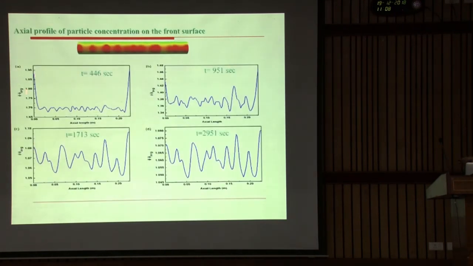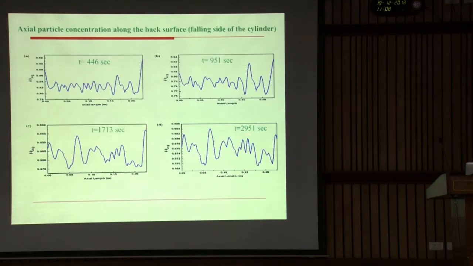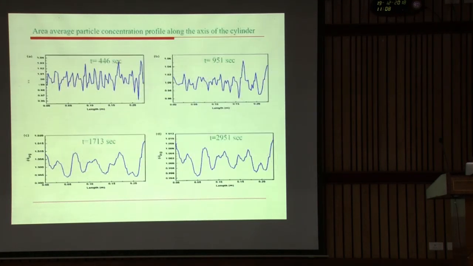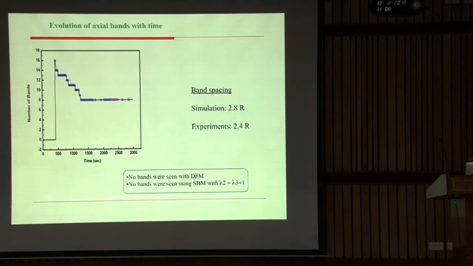You can see that the particle concentration near the wall is much higher. It's near the wall where you see the first band appear. That was also observed in the experiment. Finally, these bands are more stable. They were not regular because we did not continue the simulation for long, but you do see bands which are more stable, and steady state was reached, with no more bands forming. The band spacing from simulation was 2.8 times the radius, and in the experiment it was 2.4 R.